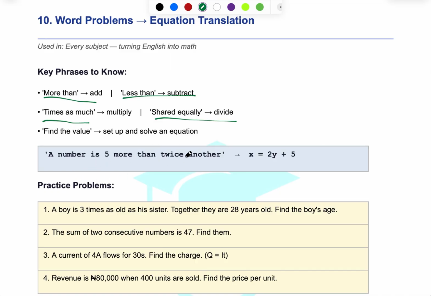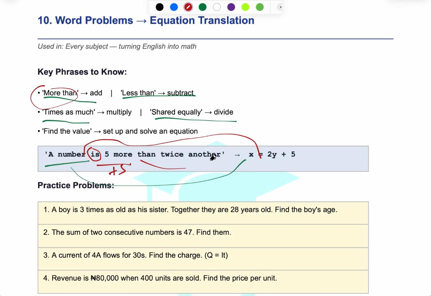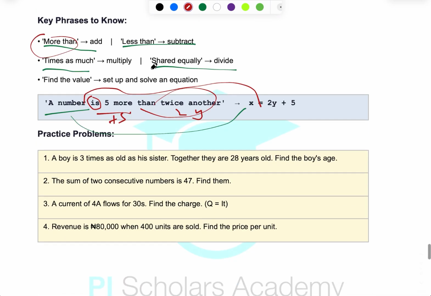A number is 5 more than twice another. So a number, represent that with x. This is going to be equal to 5 more. Don't forget, 5 more means that I'm adding 5 than twice another. Twice another means that what? Let the other number be y. So twice that number. So you can see the way it works. And x equals 2y plus 5. You just have to break everything down into simple understanding and use the keywords that I've described here. And with that, you are going to be good to go.